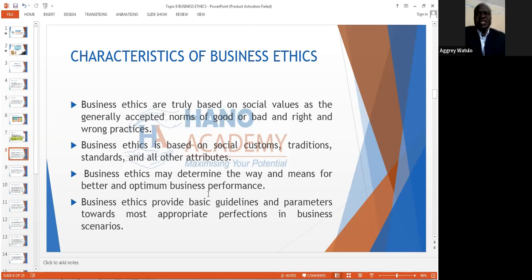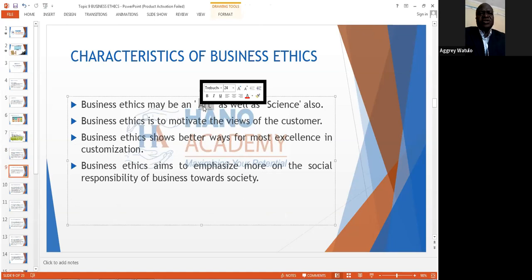Then business ethics may be an art as well as a science. It can be an art because art, or a social aspect of art, revolves around people. So business ethics revolves around humanity. That's why we're talking about art and it being a science.